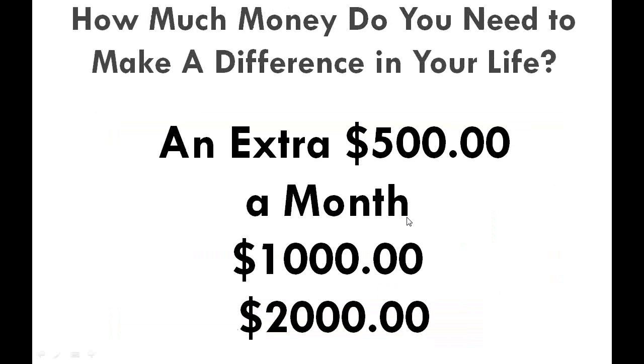Right. So now, how much money do you need to make a difference in your life? An extra $500 a month, an extra $1,000 a month, an extra $200 a month. For the average person, it's about $1,000 extra a month. I mean, that takes care of a portion of your mortgage, or it helps with a car payment, or it helps with other miscellaneous expenses and things like that.